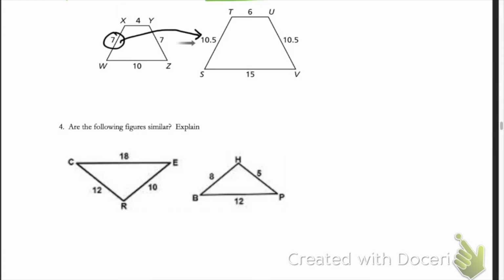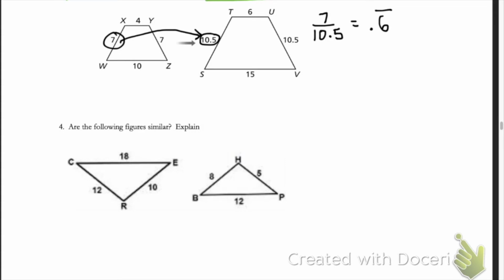So first I'm going to look at 7 and 10.5. I chose those 2 because I noticed that 7 is the 2 on the left and the right, and 10.5 is on the left and the right. So those 2 have to correspond. So when I divide 7 by 10.5, I'm going to get 0.6 repeating.